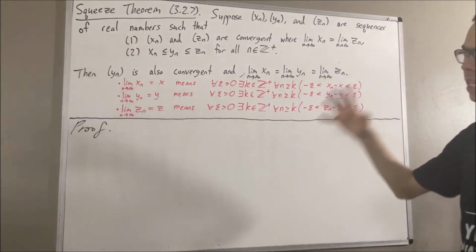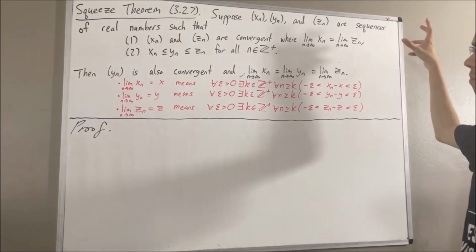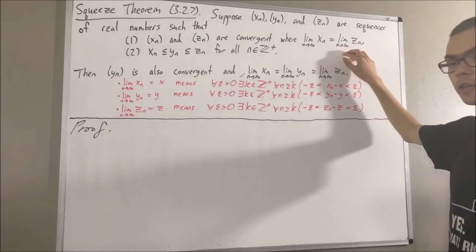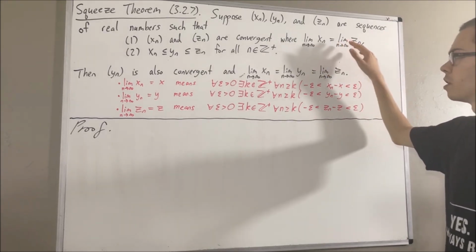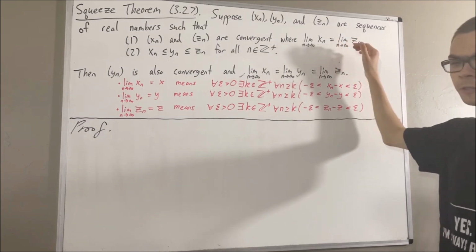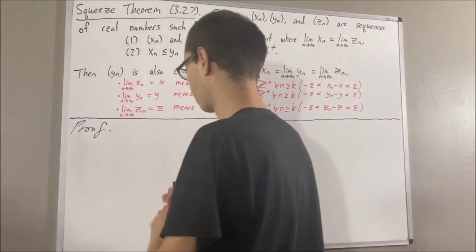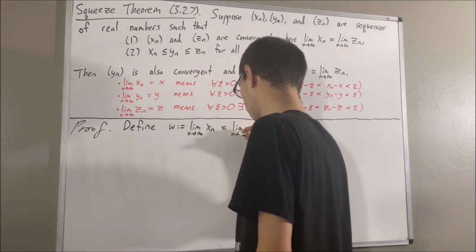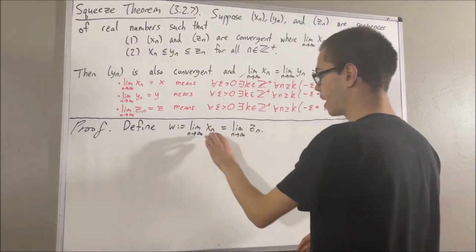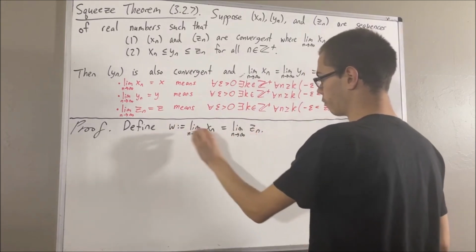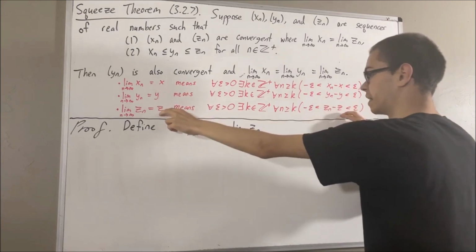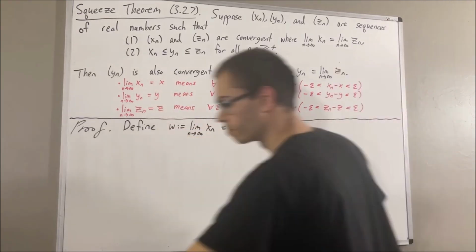Okay, so now let's get into proving this theorem. Now to start, we are given xn and zn converge to the same value. So let's call that value w. Right, so we have that xn converges to w and zn converges to w. So I'm just going to replace x and z with w.